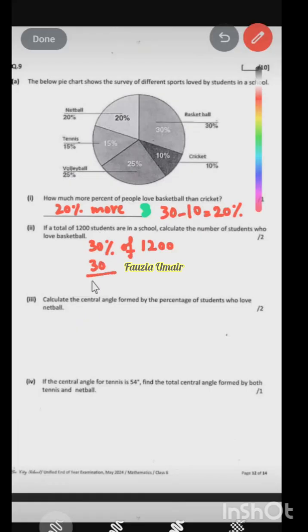30 by 100 multiplied by 1200, because "of" means multiply. You can cancel these two zeros. So 30 into 12, 12 threes are 36, so the answer will be 360. 360 students. How many students like basketball? 360 students, right?